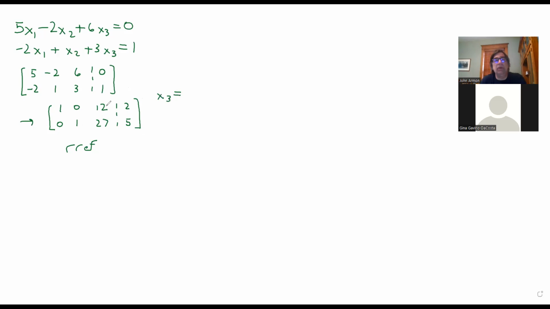it looks like this is going to be our free variable. We'll call that one t. X sub 2 we'll write down in terms of x sub 3. So it's 5 minus 27 times t. Then x sub 1 is going to be 2 minus 12 times t. All right, so that's our general solution. This is our parameter. So this is your free variable, and then these are going to be basic variables.